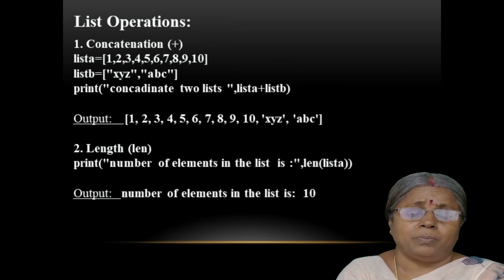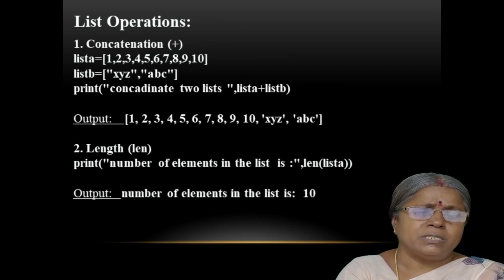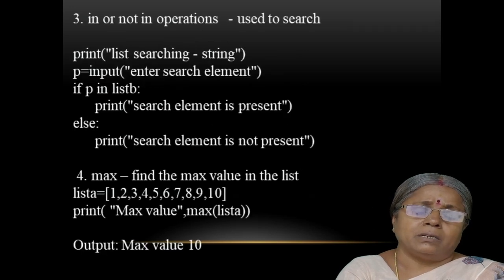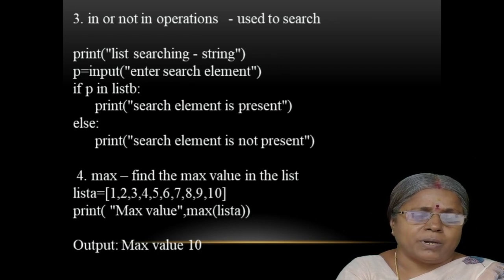There are a number of available operations to manipulate the list elements. The first simple operation is concatenation, used to combine or join two list variables. Then another method, length or len, is used to find the number of elements in the list. The next are the in and not in operations, used to search for a particular element in the list. Here is an example. For example, if we write a statement as if p, that is the element to be searched, using the operator in on the list variable list b, the in operation returns true if the searched element is present in the list. Otherwise, it returns a false value.